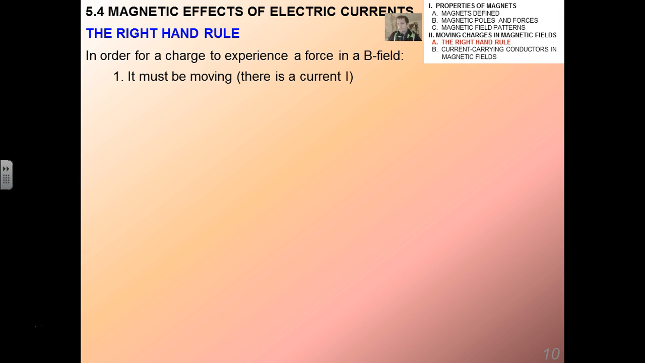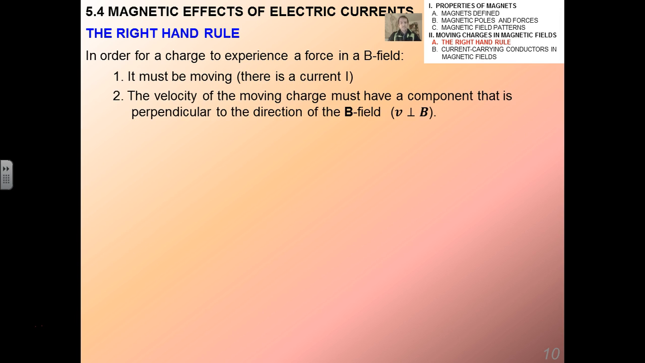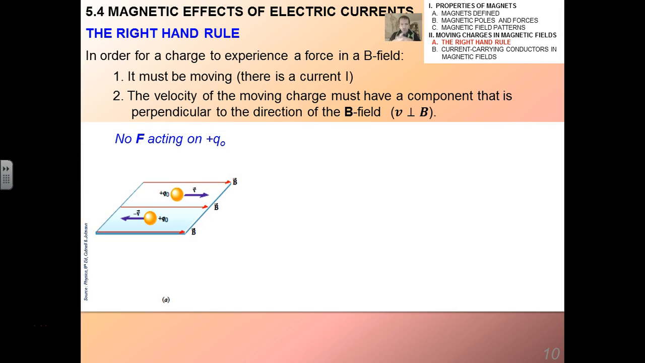Now, in order for a charge to experience a force in a magnetic field, remember that it must be moving. And it turns out that the velocity of the moving charge must have a component that is perpendicular to the direction of the B field, okay? This is crucial. If the velocity is parallel to the field, there will be no magnetic force that acts on that moving charge. Now, if you've taken higher level math and you've studied dot and cross products of vectors, this should remind you of what's called the cross product. I'll talk a little bit more about that.